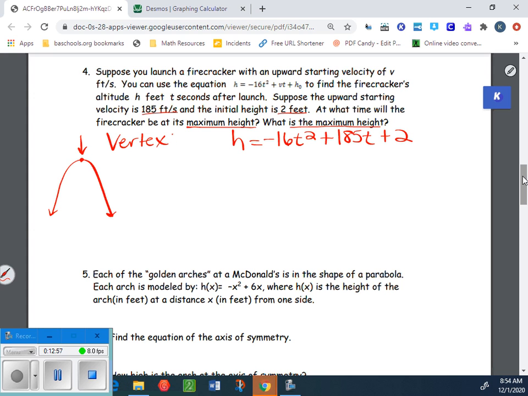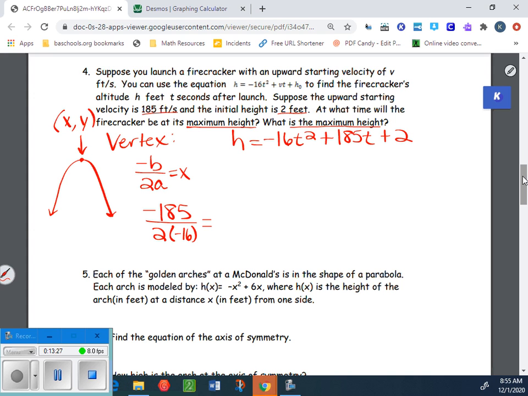So to find my vertex, let's remember that we do -b over 2a, and that gives me my axis of symmetry and the x value of my vertex. This gives me both. None of these have any kind of common factor, which doesn't really matter because we can't really factor out that kind of stuff. So we're going to do -185 all over 2 times -16.